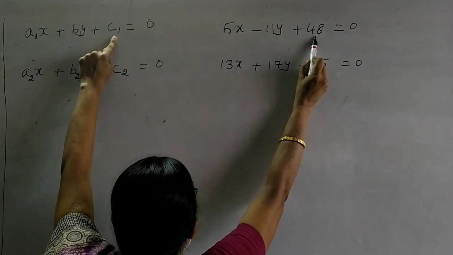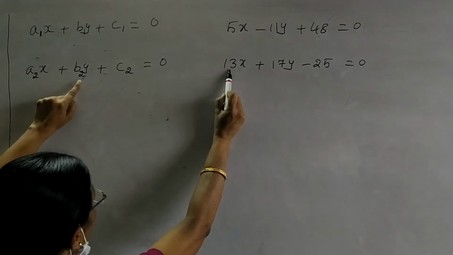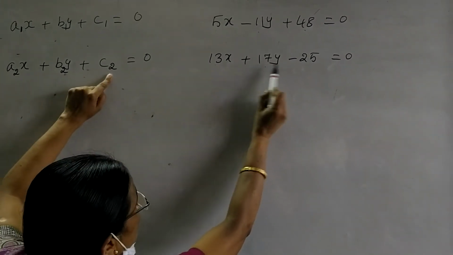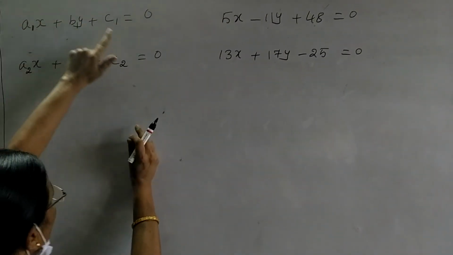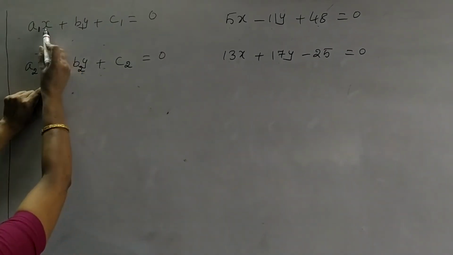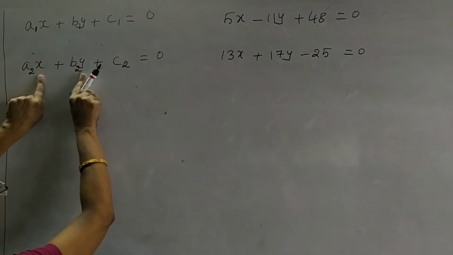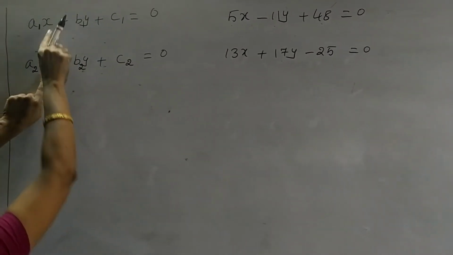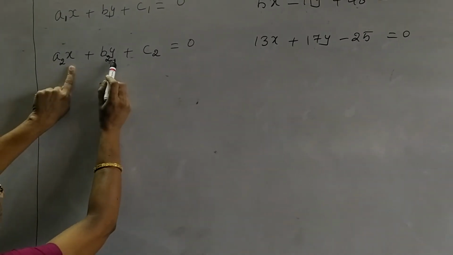C1 is equal to 48. If we come to the second equation, A2 represents 13, B2 is 17 and C2 is equal to minus 25. So very easily we can remember. But the variables should be the same. Here if we use the variable xy, here also it should be xy. So it is a pair of linear equations in the same variables xy we have taken.